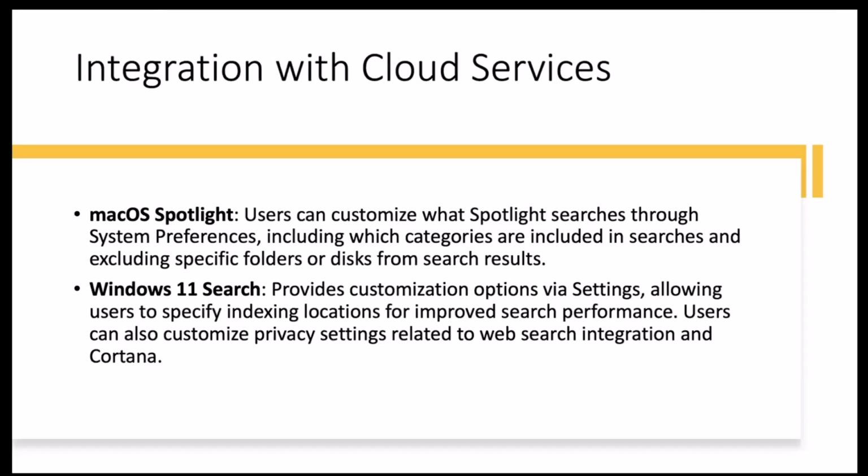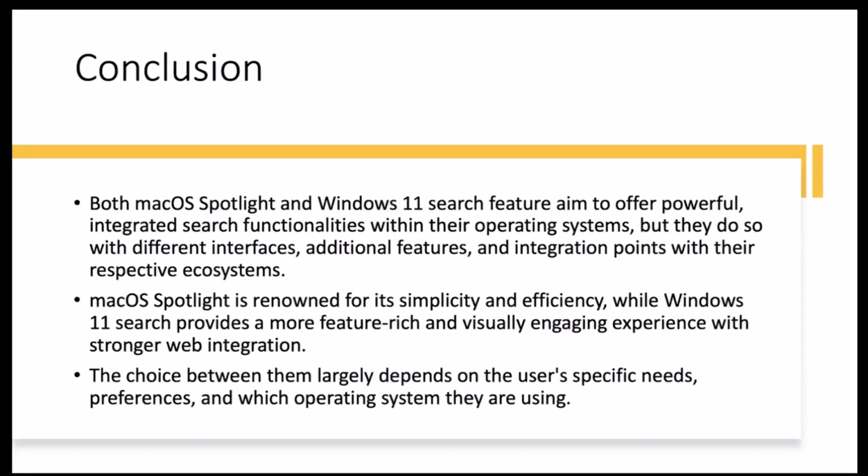For macOS Spotlight, users can customize what Spotlight searches through System Preferences, including which categories are included in searches and excluding specific folders or disks from search results. In Windows 11, it provides customization options via settings, allowing users to specify indexing locations for improved search performance. Users can also customize privacy settings related to web search integration and Cortana.